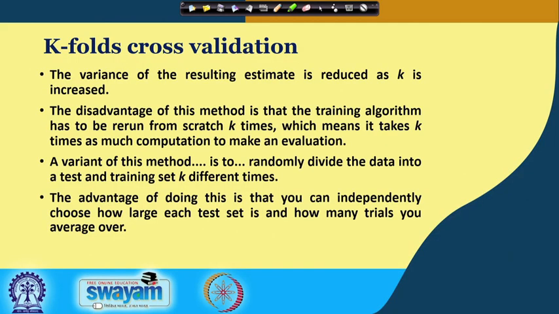K-fold cross validation says the variance of the resulting estimate is reduced as k is increased. The disadvantage of this method is that the training algorithm has to be rerun from scratch k times, which means it takes k times as much computation to make an evaluation. A variant of this method is to randomly divide the data into a test set and a training set k different times, and the advantage is that you can independently choose how large each test set is, and how many trials you average over.